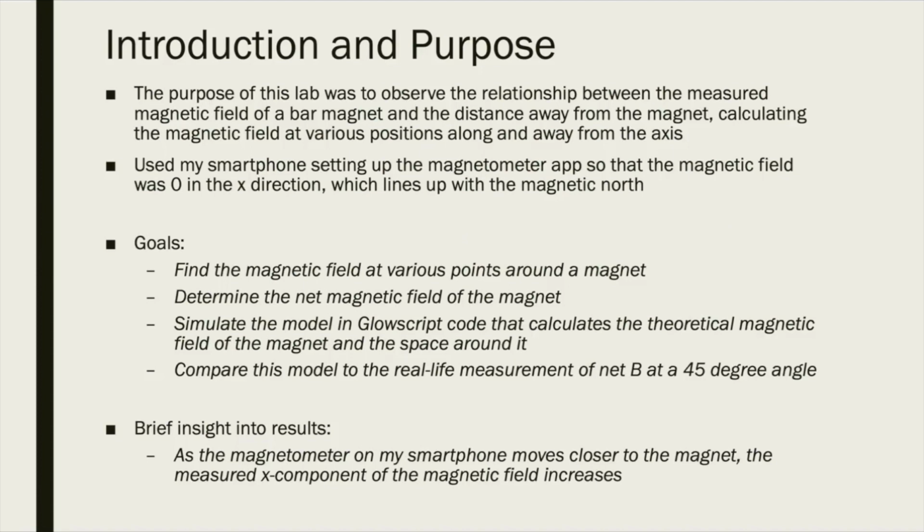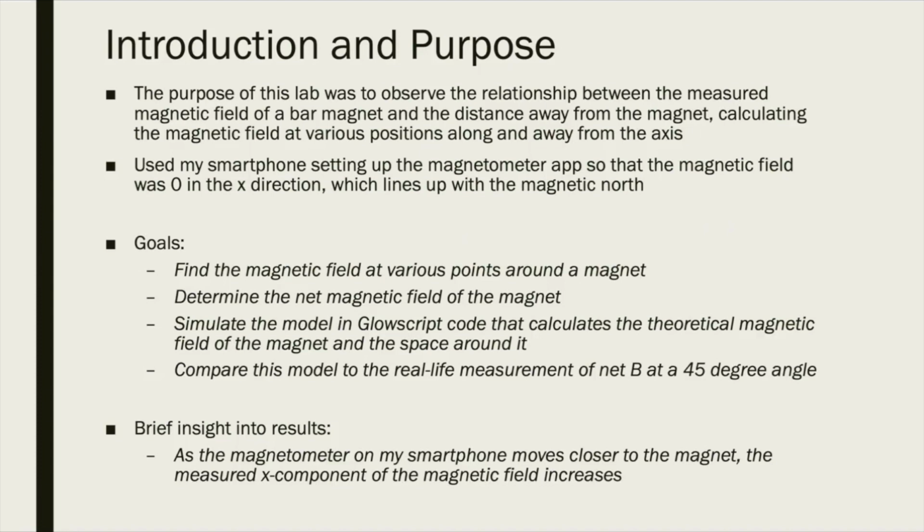Some goals for this experiment were to find the magnetic field at various points around a magnet, determine the net magnetic field of the magnet, and then simulate the model in GlowScript code that calculates the theoretical magnetic field of the magnet and the space around it. And then we would compare this model to the real-life measurement of the net B at a 45-degree angle. And then a brief insight into results.